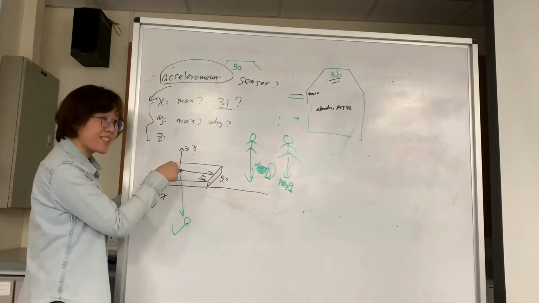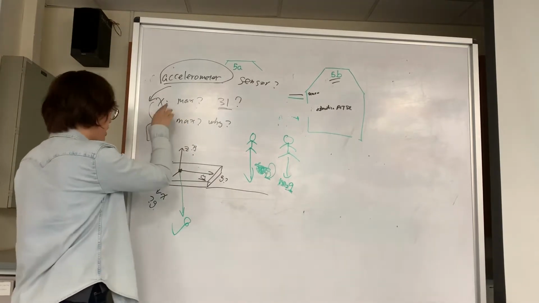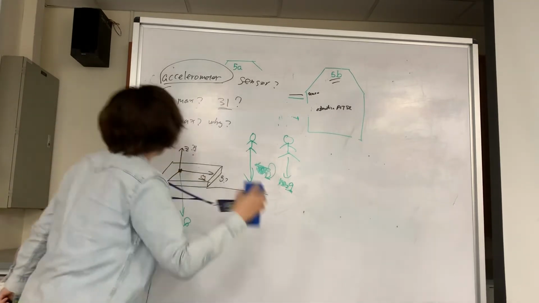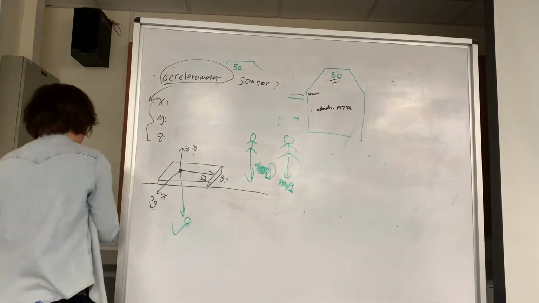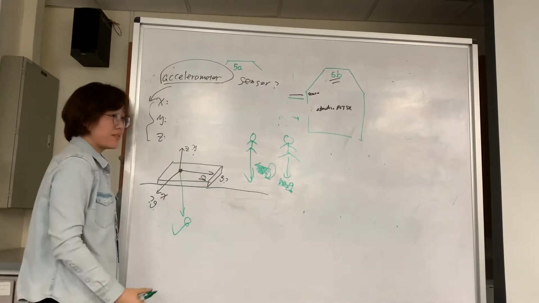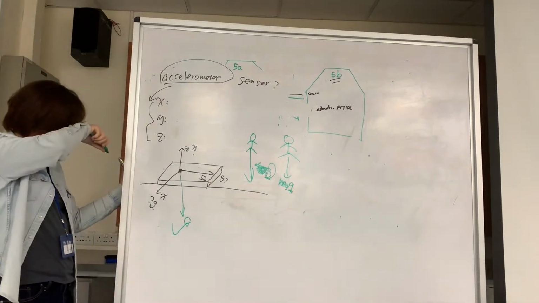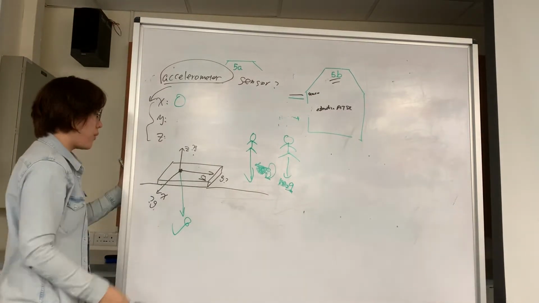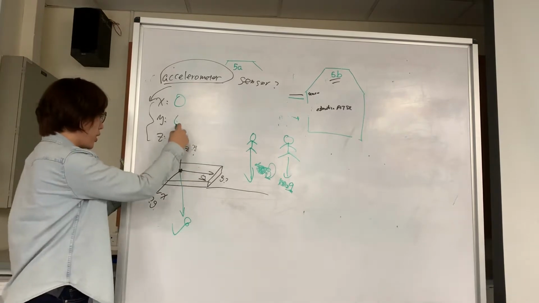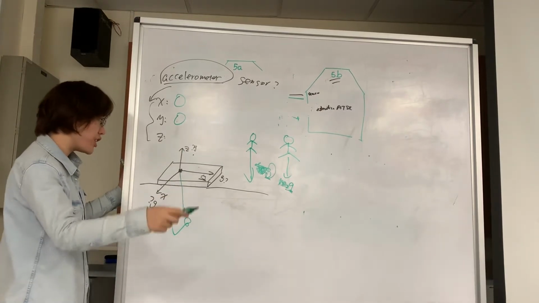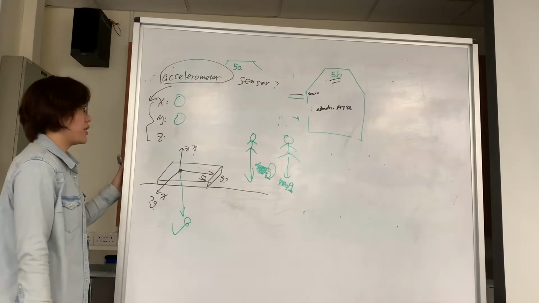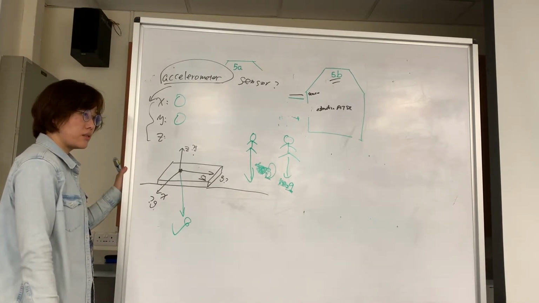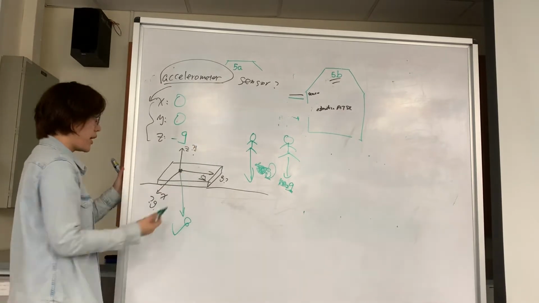So if your board is like this, what will you see here? What will you get on your x? 0. What will you get on your y? What will you get on your z? In g. What will you get? 0, 0, and minus g. Okay?